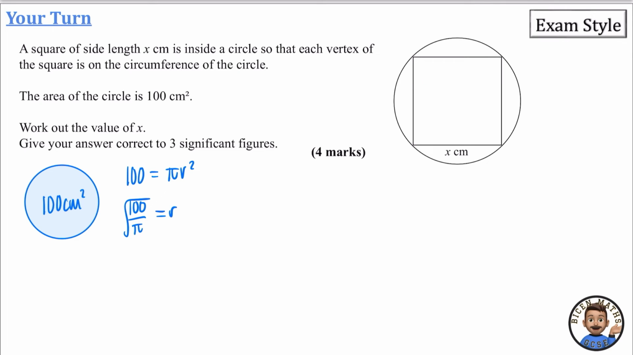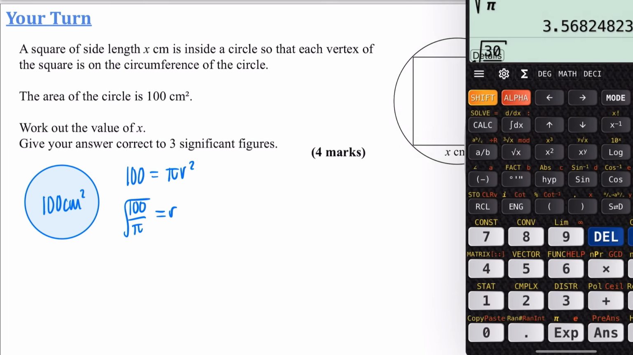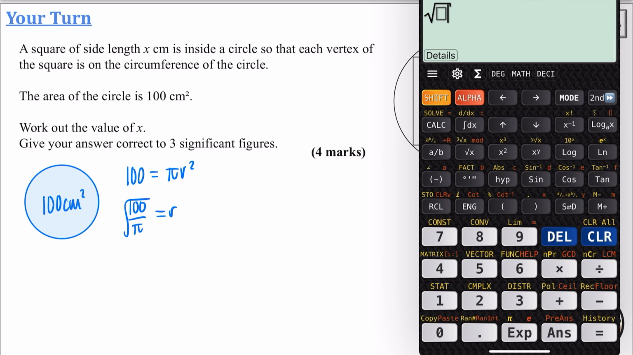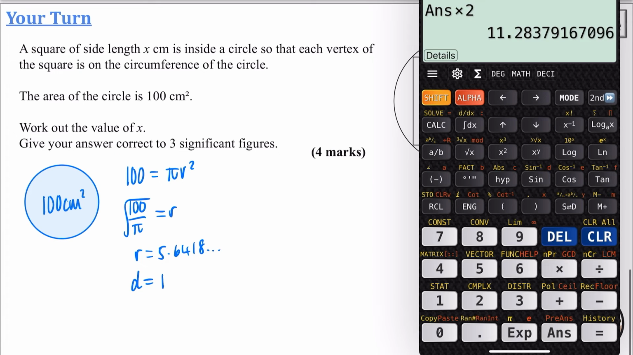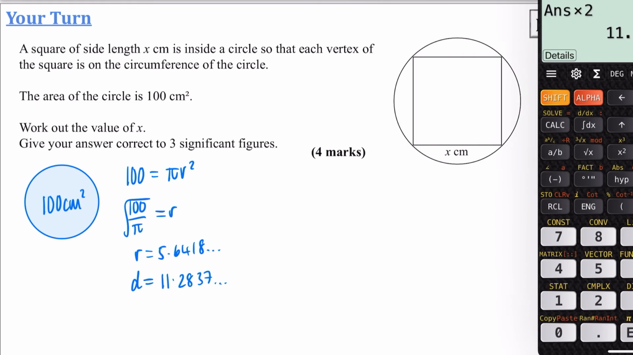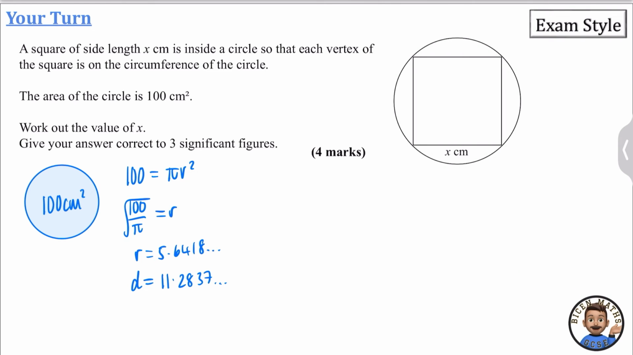Hopefully that will give us something to be able to do this square that's on the inside. So I'm going to do the square root of 100 over pi. And that tells me that the radius this time is 5.6418 blah blah blah, and so the diameter is probably going to be useful too. I'm going to just do the answer times by 2, let's just say equals, and then the answer multiplied by 2. So the diameter is 11.2837 blah blah blah.